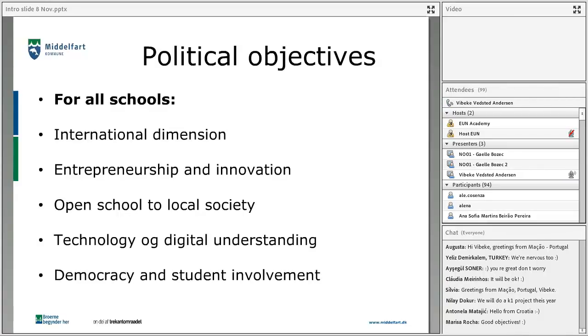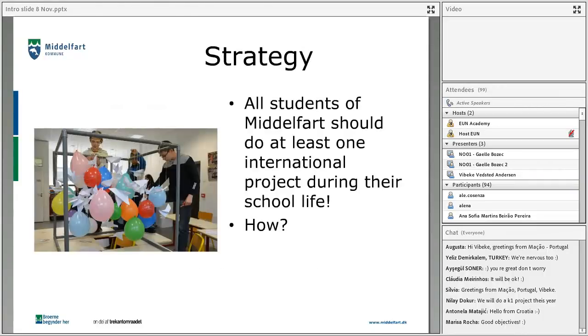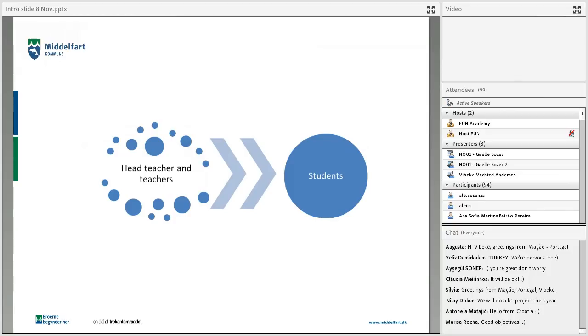And the international dimension is a rather new dimension for our schools, and that means that it hasn't been easy to implement this dimension at the school, because we have a lot of schools saying, but how can we work internationally when we don't have a network? But the strategy is that all students of Middelfart should do at least one international project during their school life. But how? And this is where everything started for us.